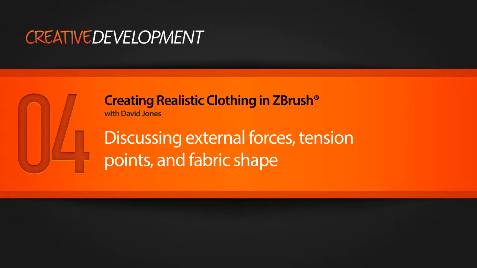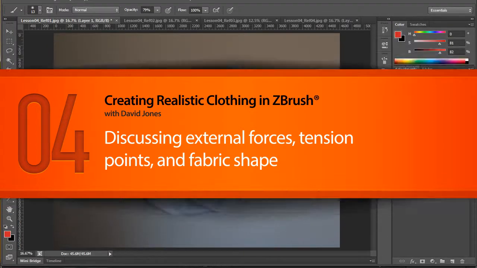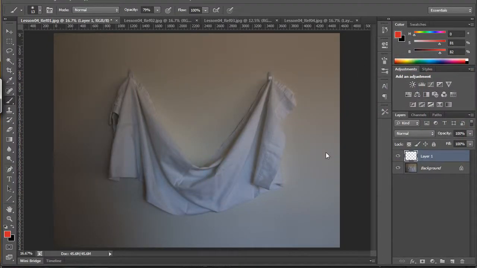In this lesson, we will go over how the external force of gravity, tension points, and the characteristics of fabric shape the clothing we wear. So we all know what gravity is. It's defined as the force that attracts a body towards the center of the earth. In this example, you can see the middle portion of the cloth is being pulled down by gravity and creating this U shape. And the 2 points that are holding it up would be referred to as tension points.